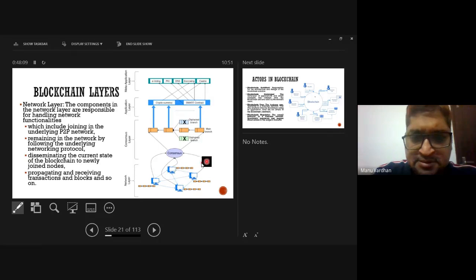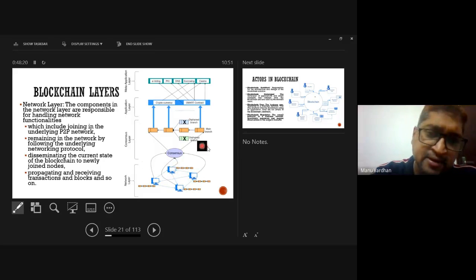Then we have the consensus layer. In the consensus layer, we have different consensus mechanisms, and in the upcoming slides we'll discuss in brief those consensus mechanisms and how they are important. Depending on the application requirement, we can change the consensus mechanism accordingly.